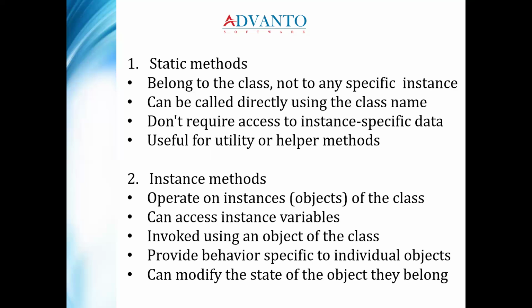Second, instance methods operate on instances, that is, objects of the class. They can access instance variables. They are invoked using an object of the class. They provide behavior specific to the individual objects. They can modify the state of the object they belong to.